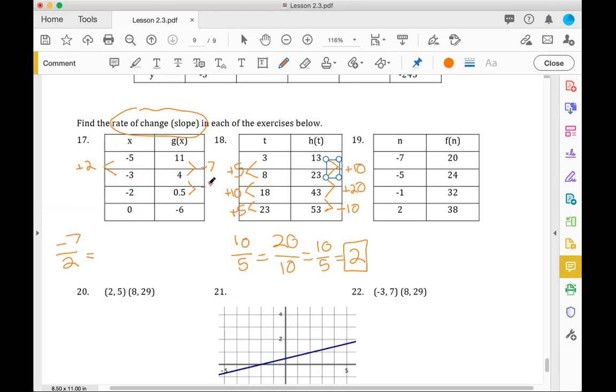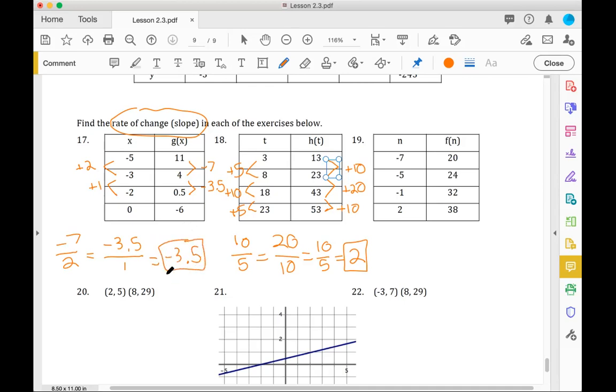So this was -3.5, and this was just adding 1. So this is -3.5 over 1. Eventually, if you do this final one, it should just say that your slope's -3.5. Staying alive.